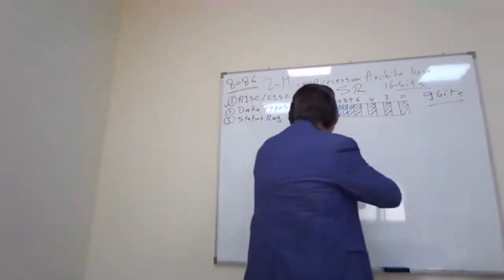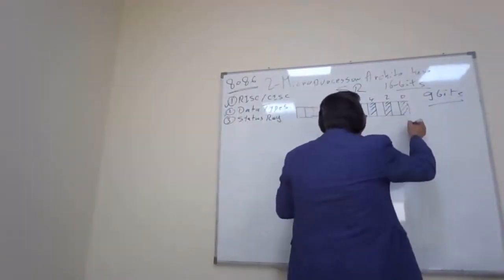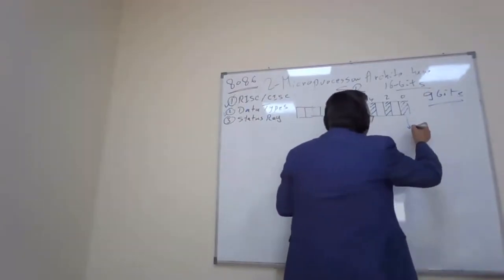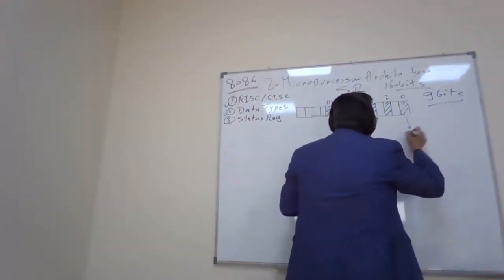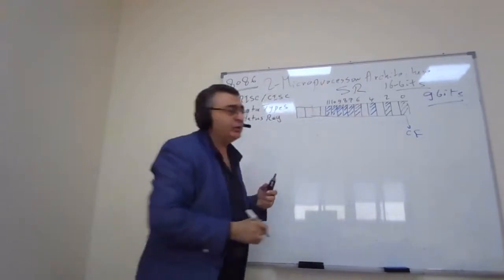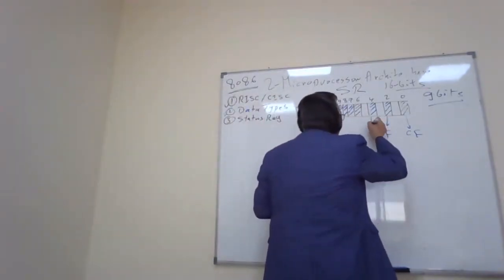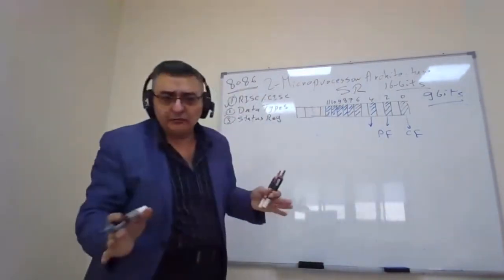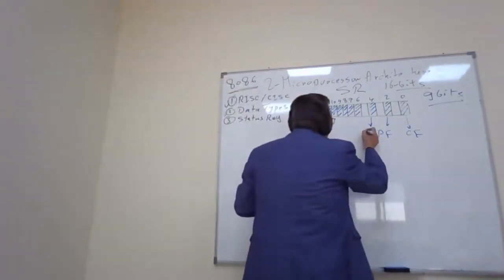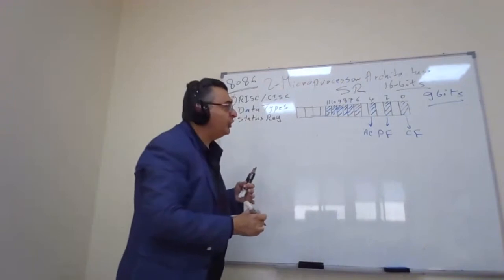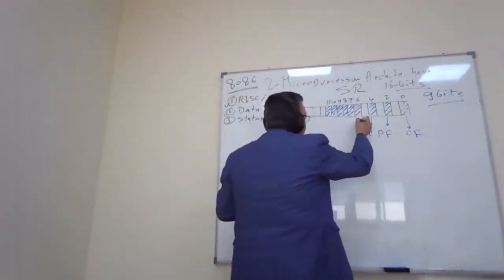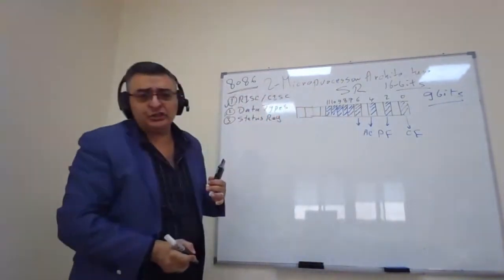Those bits are called flags. The first one here is called the carry, so this is the carry flag. The second one is called the parity flag. You don't have to memorize their order. You have to know their acronym, their short name, and their usage.